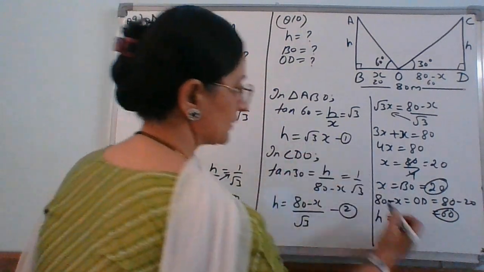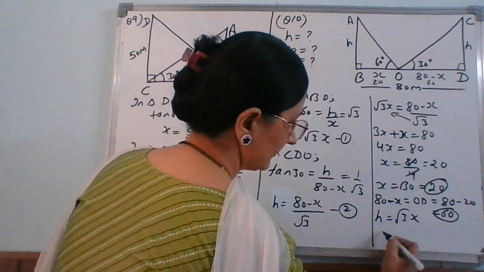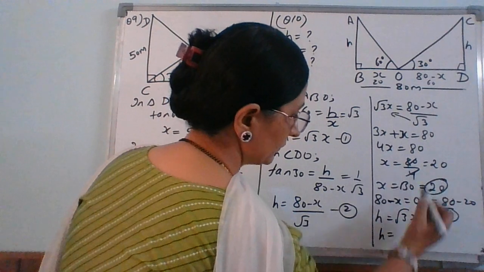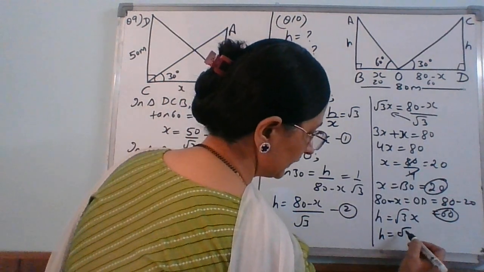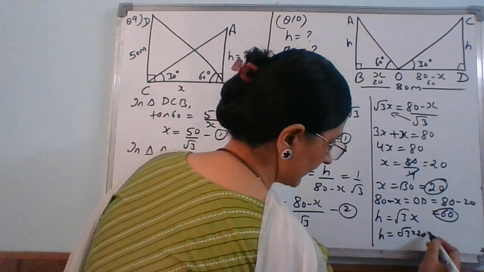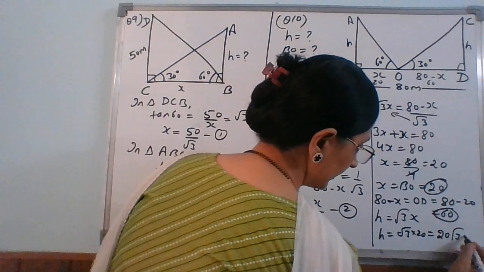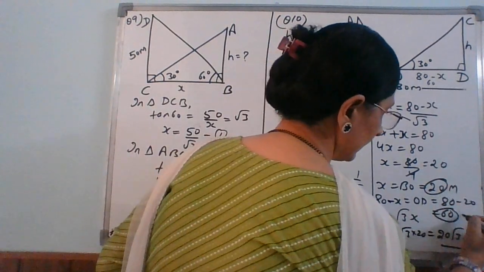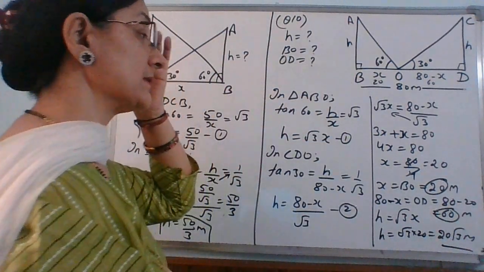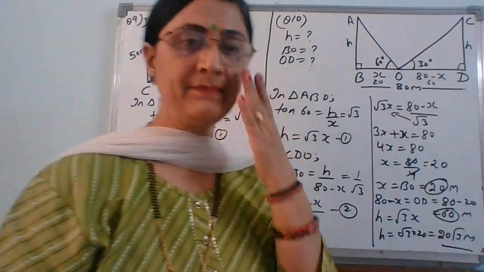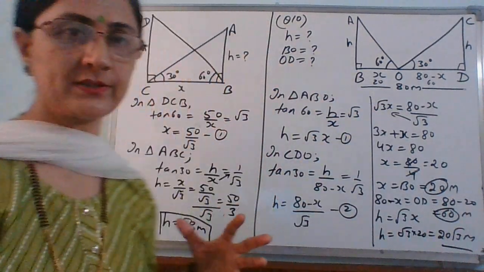What is h here? h is √3 into x. So what is x? x was 20. So √3 into 20, that is 20√3. Put meters, right? If it is mentioned here in meters, then meters. So I hope these two questions are clear.